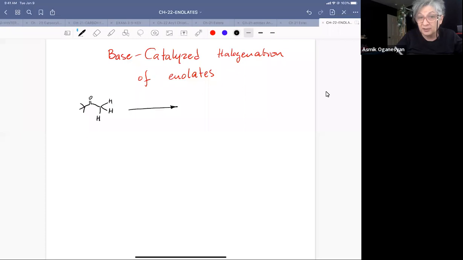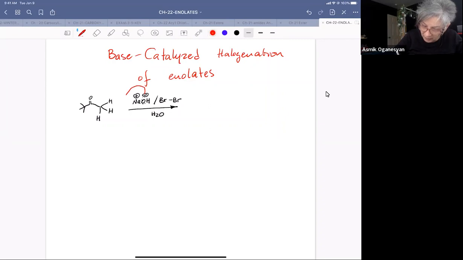The reaction is done under basic conditions. We're going to use sodium hydroxide, bromine. Your solvent will be water. And we already know what the first step is going to be.